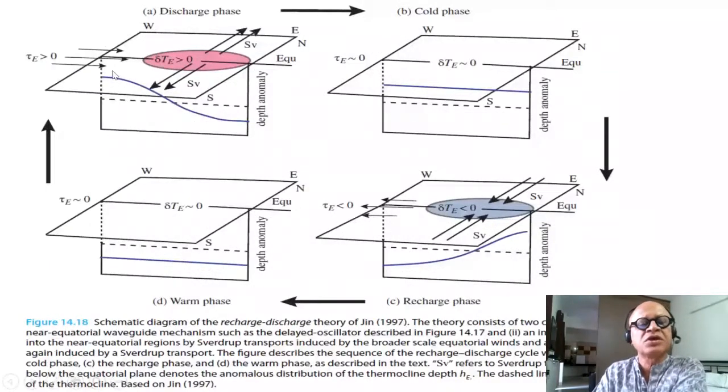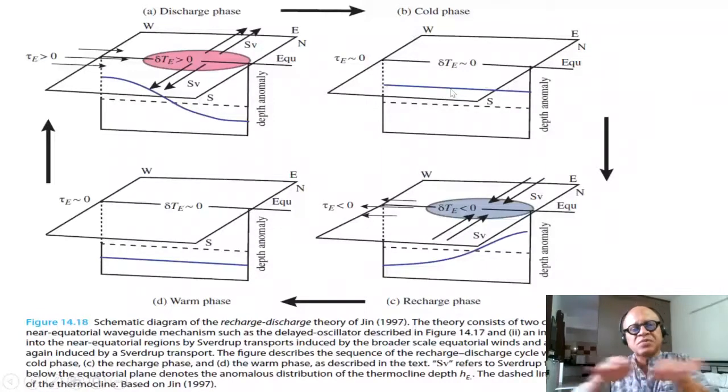So you start with a depth anomaly, let's say in the discharge phase, where you have westerly anomalies, so tau e in our equations is greater than 0, so you have delta tau e greater than 0. In the warm phase, discharge has happened, so you have deeper anomalies in the thermocline here, so HE is positive and HW is negative with this mean level here, and after some phase the system oscillates and moves into a flat thermocline.